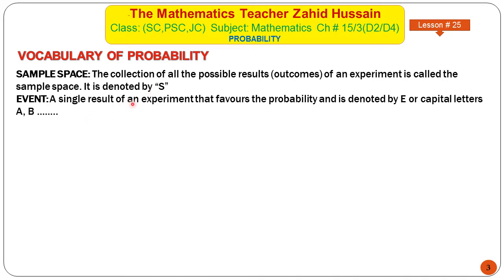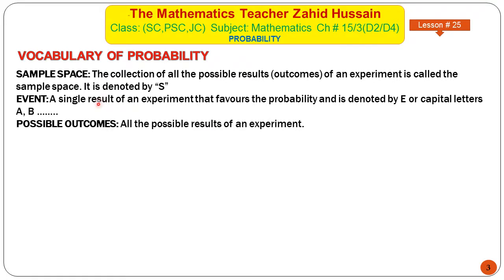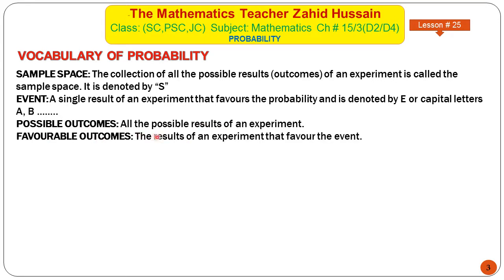Event, a single result of an experiment that favors the probability, denoted by E, or capital letters A, B and so on. Possible outcomes, all the possible results of an experiment are called possible outcomes. Favorable outcomes, the results of an experiment that favor the event are called favorable outcomes.